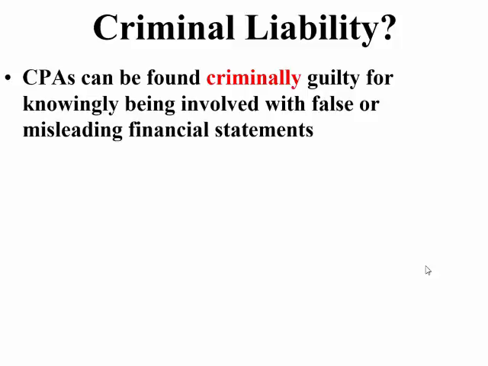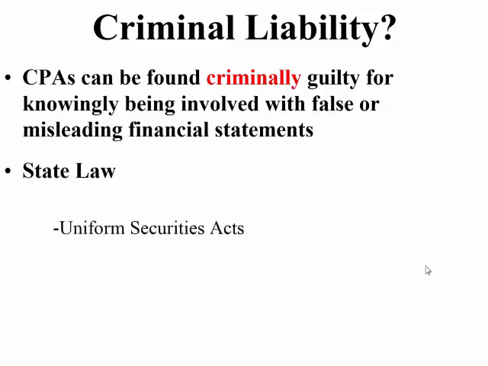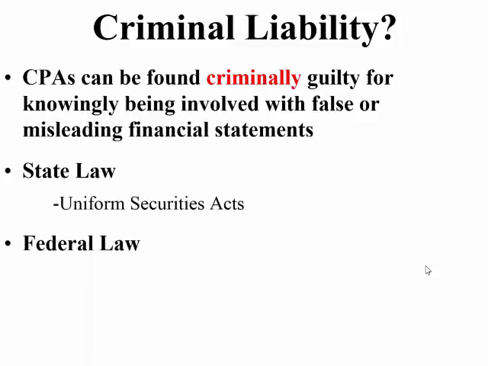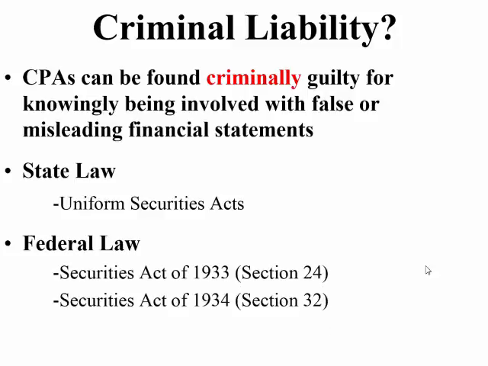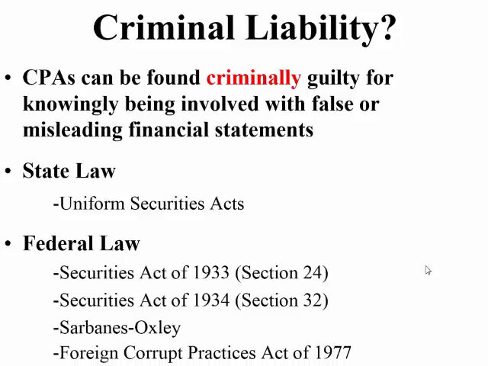Now, how might you be found criminally liable? Well, it could be under state law, so there are the Uniform Securities Acts under state laws, and there are a number of federal statutes devoted to criminal liability as it relates to accountants and auditors, including the Securities Act of 1933, the Securities Act of 1934, Sarbanes-Oxley, as well as the Foreign Corrupt Practices Act, and there's a number. But again, the big thing for you guys to know related to this learning objective is that you can be found criminally guilty for knowingly being involved with false financial statements.